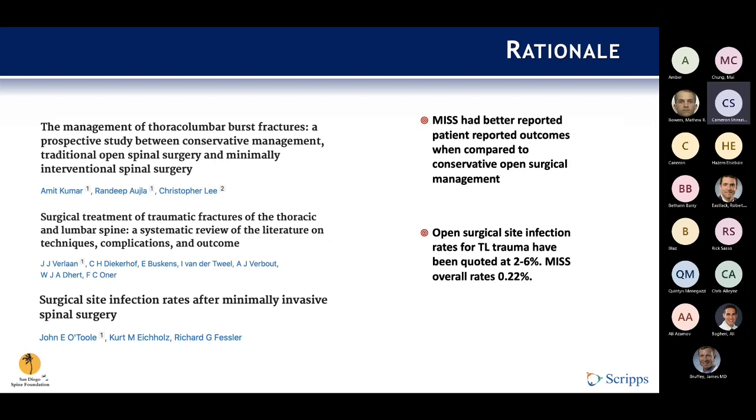And so now we'll keep jumping into this. This was the rationale. Once again, the MIS rates include, even with a simple decompression, better surgical outcomes. And once again, the infection rate at the site for open was about 2 to 6% quoted. In the MIS group, they found it to be significantly lower at 0.2%.